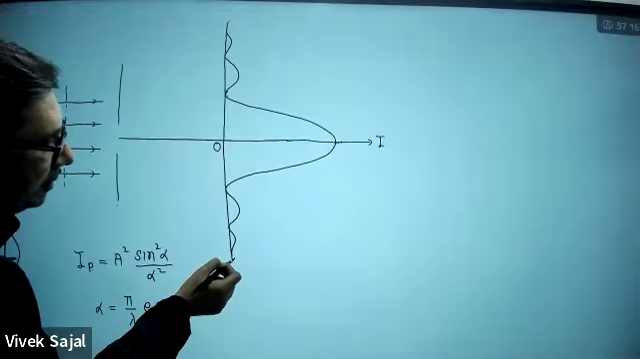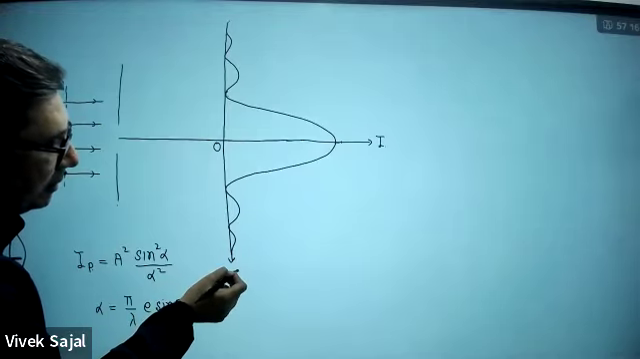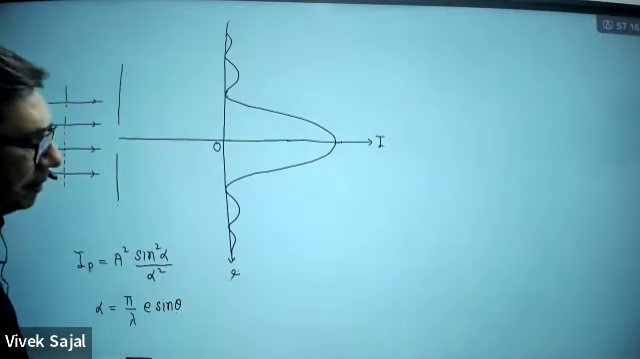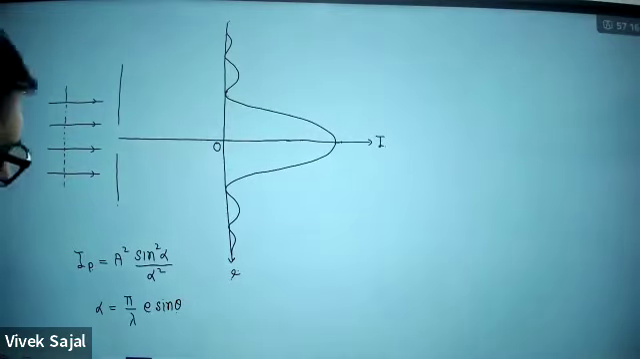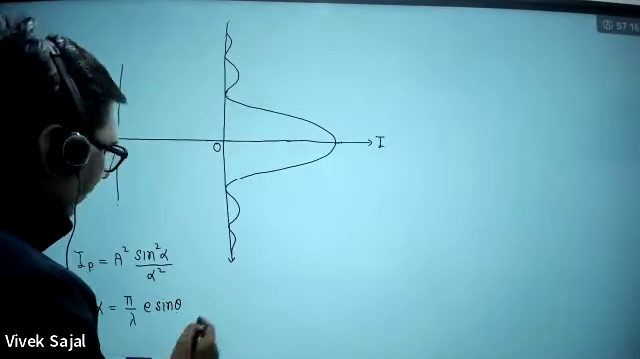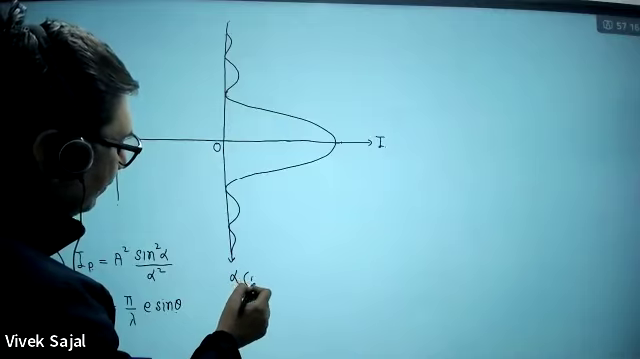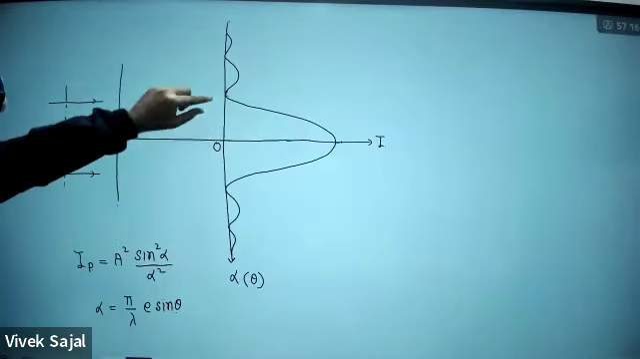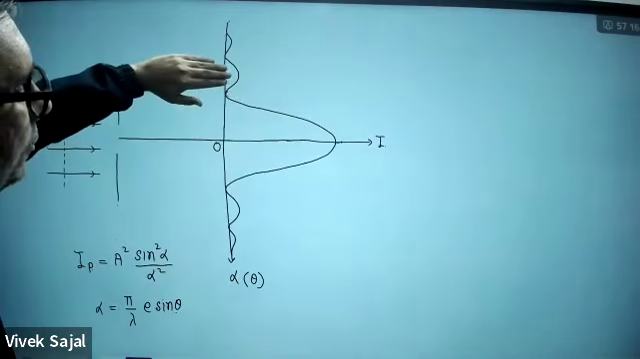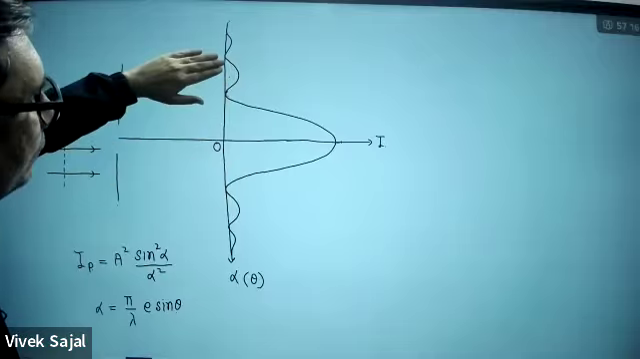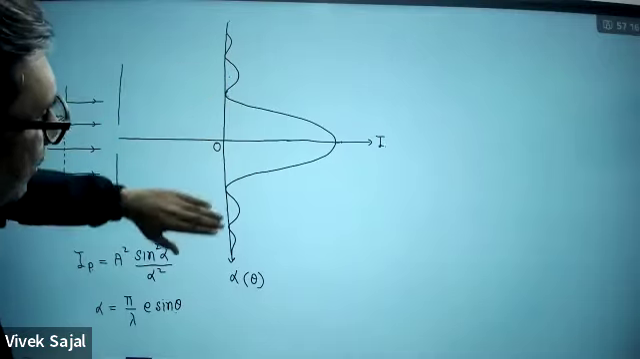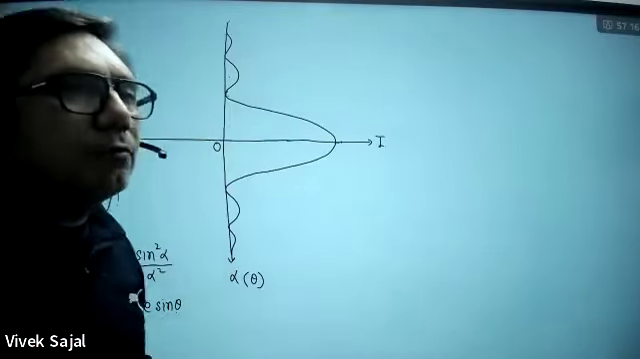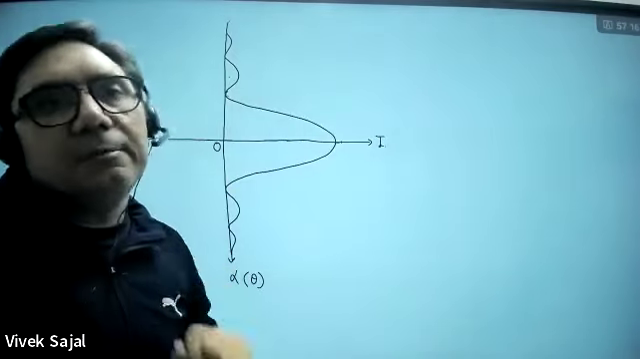Here you can say this is theta. Corresponding to theta you can say alpha is there. This is alpha, and alpha itself is a function of theta. Okay. Now question is, we are getting the central maxima. This is first order maxima. This is second order maxima. This is minima. So now I want to find out the condition of minimas.